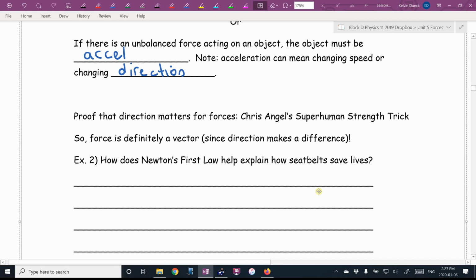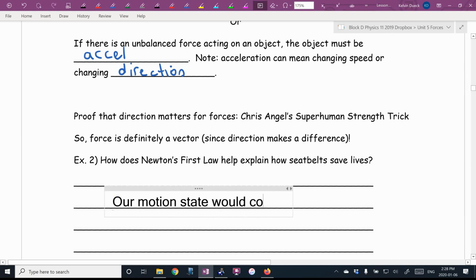How does Newton's first law help explain how seatbelts save lives? If there was no seatbelt, what would happen to a passenger during a car accident? Straight line, steady speed. Your motion state would continue. Our motion state would continue.